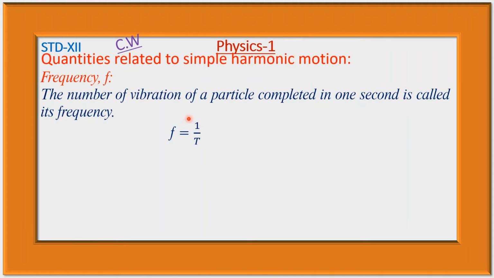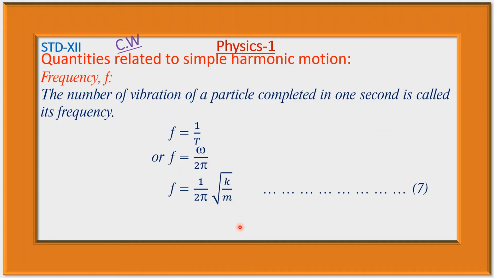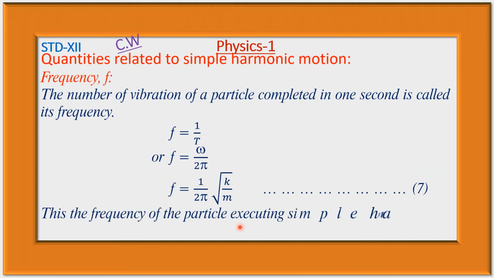So f = 1/T, or f = ω/2π, because we know T = 2π/ω. So frequency f = ω/2π, or f = (1/2π)√(k/m), because we know ω = √(k/m). This is the frequency of the particle executing simple harmonic motion.